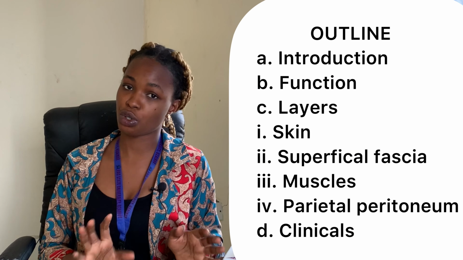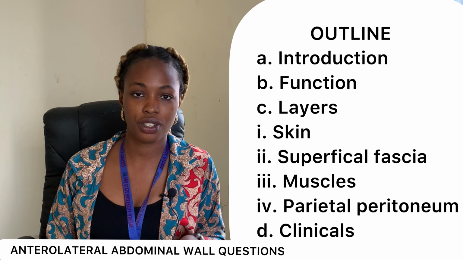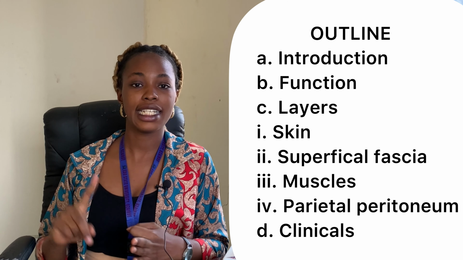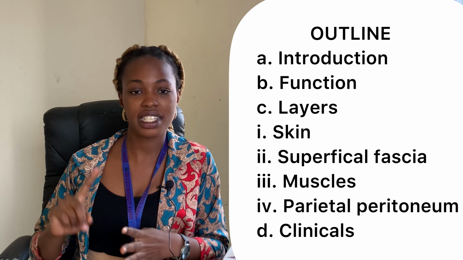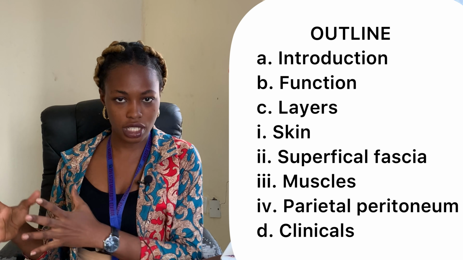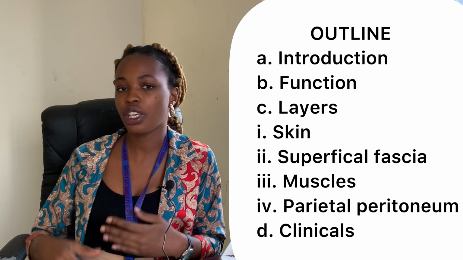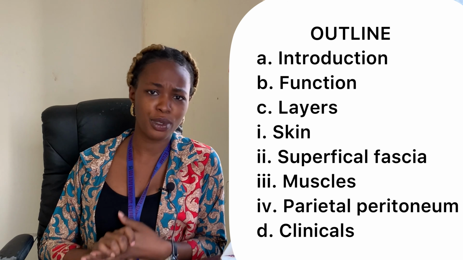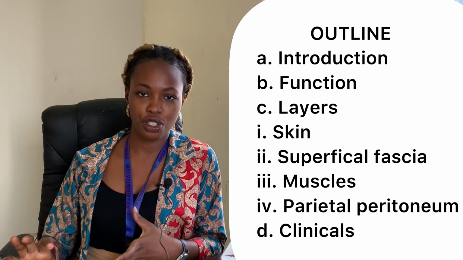So for this video, I've got out the outline which you should use to answer your anatomy questions. Starting from the introduction, you flow to the function, the layers, and in the layers you talk about the skin, the superficial fascia, the muscle and the associated fascia, and the parietal peritoneum. Then you move over to the clinicals, and that's all about the anterolateral abdominal wall. So we're going to be starting from the introduction.